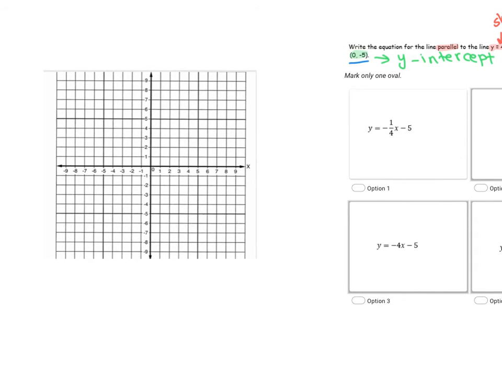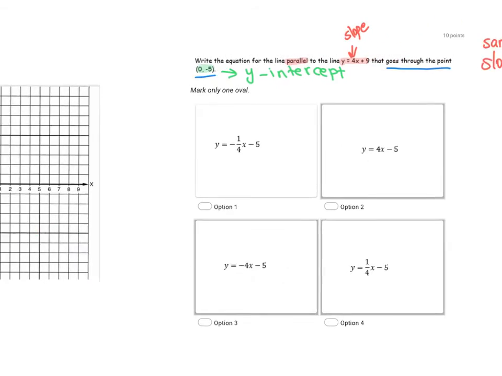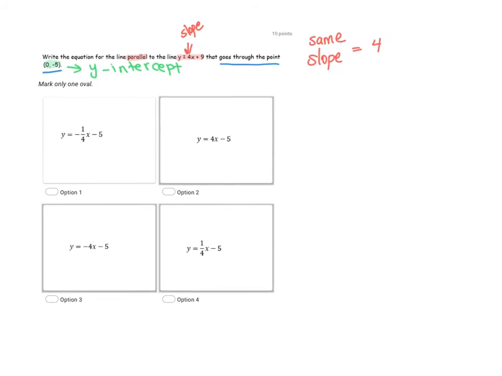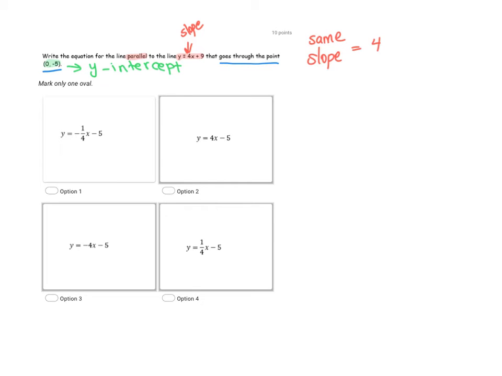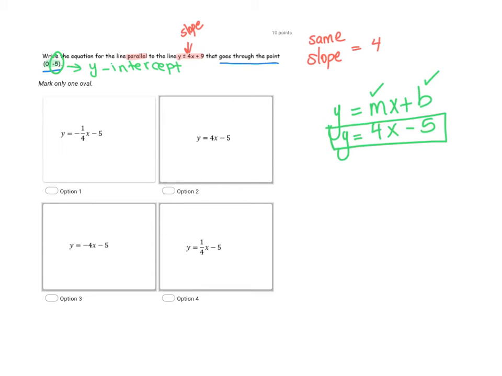So if I want to sketch this point (0, -5), that's going to be the point. It is the y-intercept. It means it's on the y-axis. So if x is equal to 0, that point that they have given me is going to be the b value in my equation, y equals mx plus b, because I have the slope, which is 4, and I have the y-intercept, which is -5. So the equation is going to be y equals 4x minus 5.